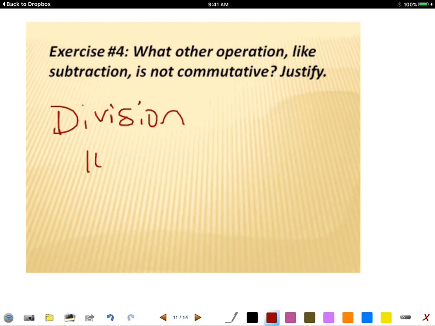So, for example, 10 divided by 5, which is 2, would not be equal to 5 divided by 10, which is... What would that be? No, 5 divided by 10? 5 tenths? 10 divided by 5 is 2. No, there's no negatives here. 0.5 or 1/2. 5 tenths, 5 out of 10 is 1/2 or 0.5. Those aren't the same. 2 is not equal to 0.5 or to 1/2.